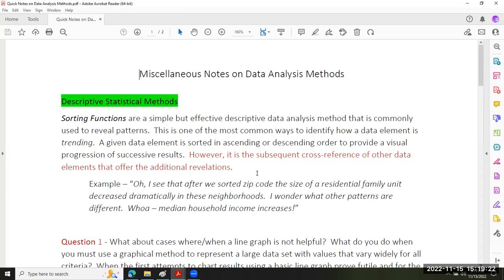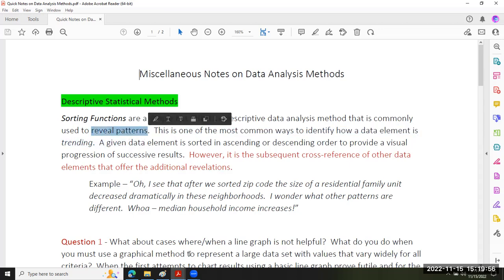So one of the things that's not so obvious about descriptive statistical methods, you have the quick ability to sort from least to greatest, or from greatest to least, in alphabetical order or numerical order, using simple sorting functions. And this is just a quick but effective way to reveal patterns.